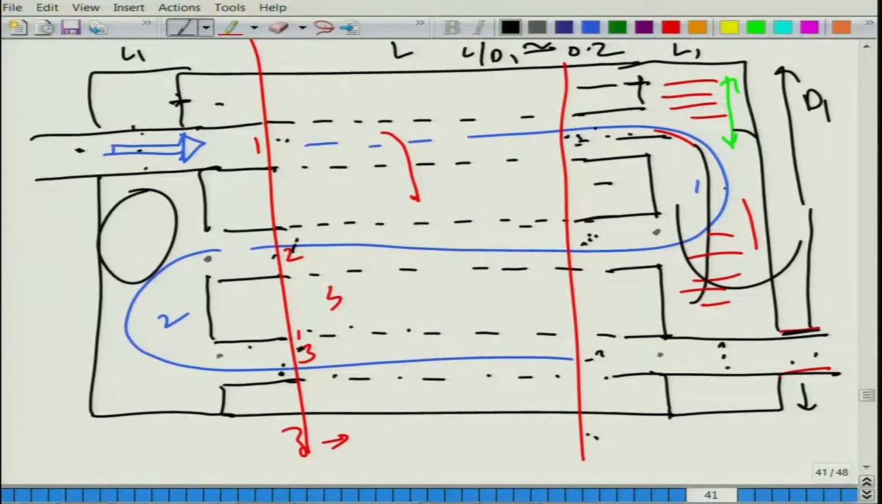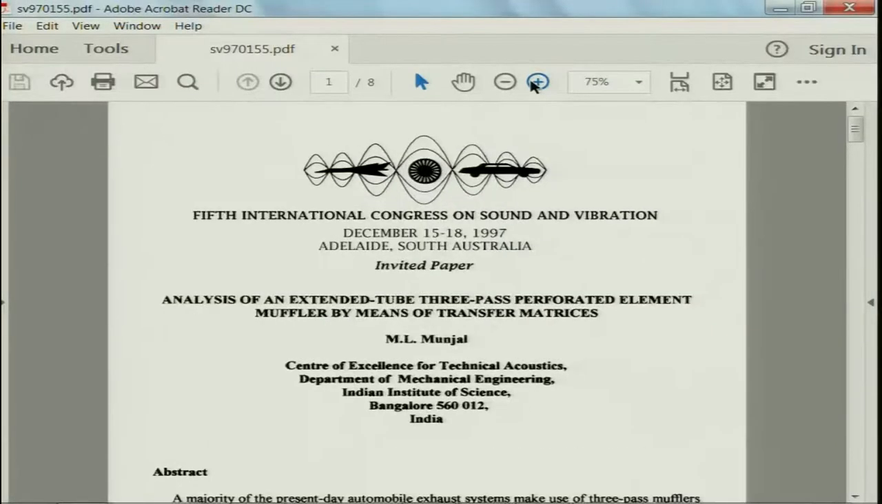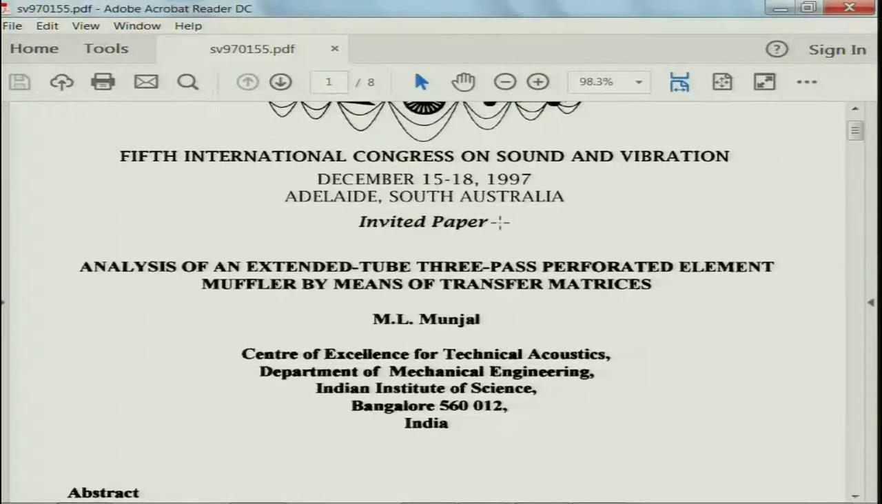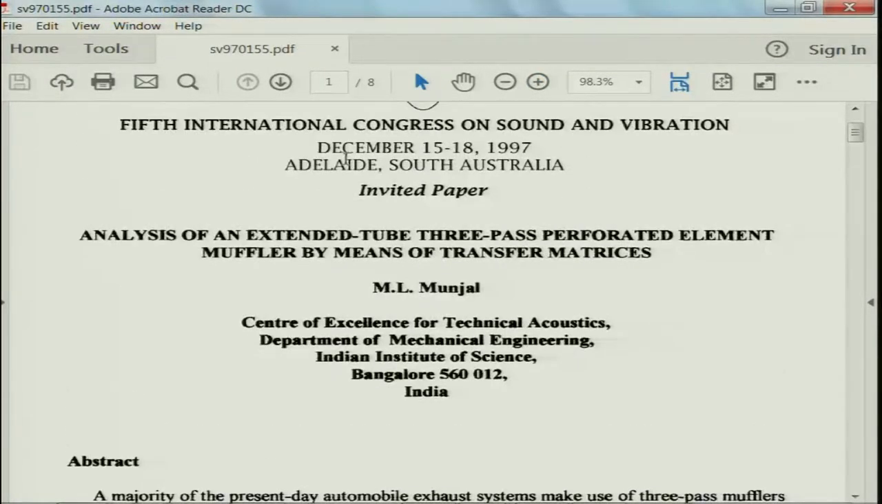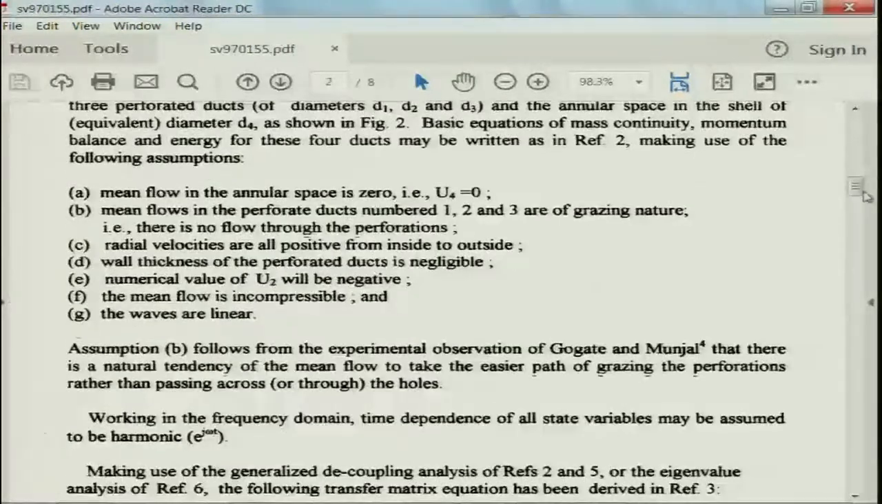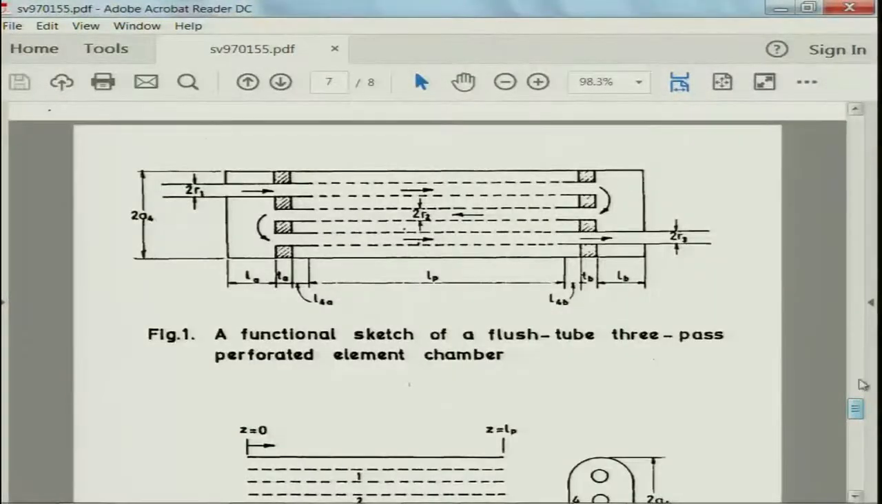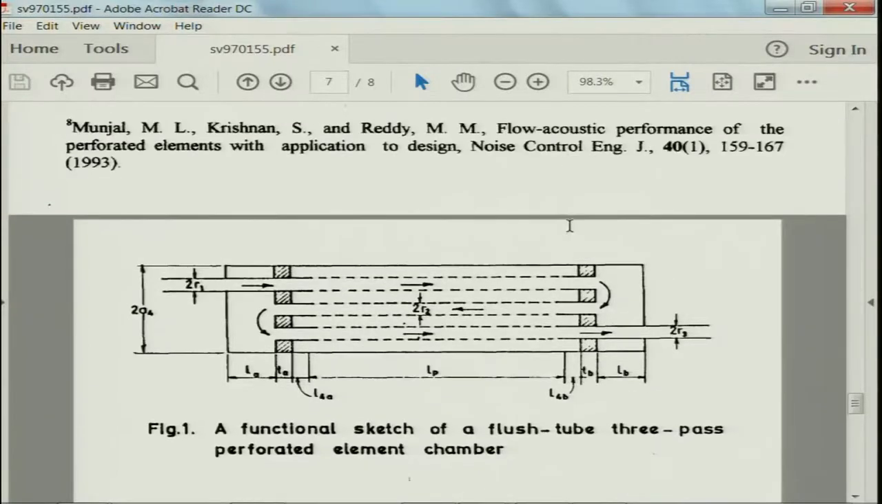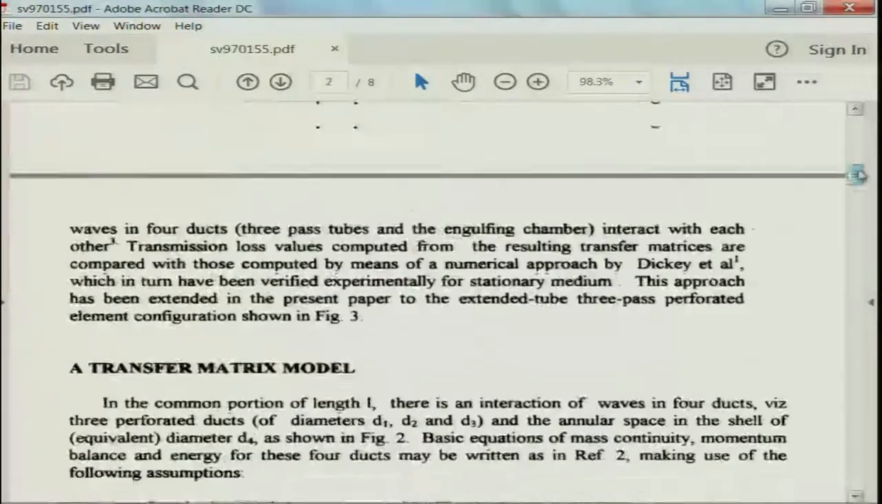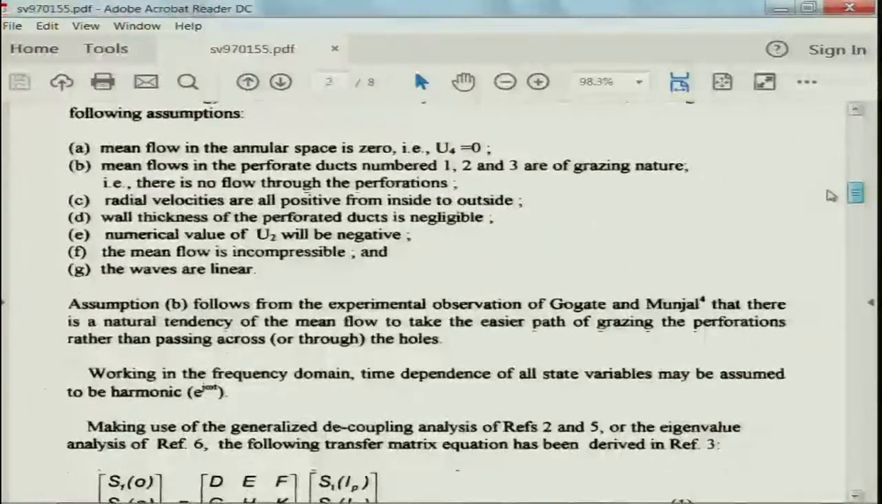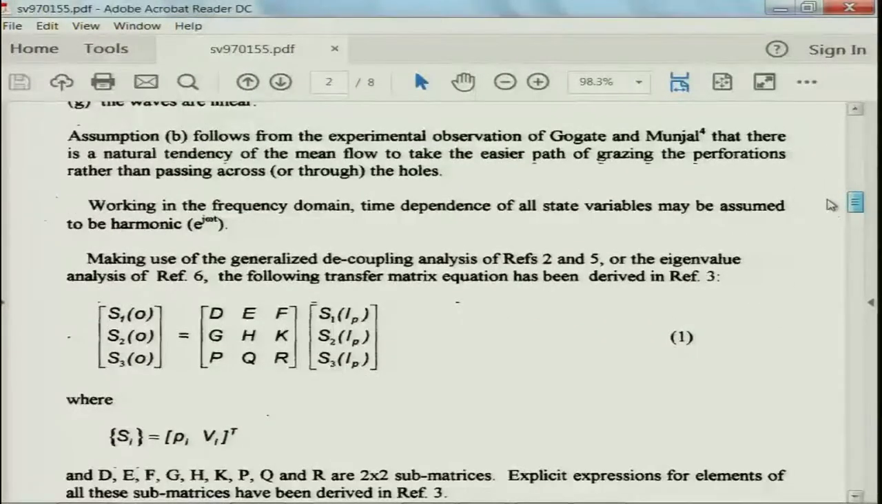So I would like to go to a paper. This was an analysis of an extended tube 3-pass perforated element muffler by means of transfer matrices. The configuration that was analyzed was pretty much what I am talking about, except that the thickness of the plates that demarcate or separate the perforated region between the end chambers has been considered while computing the transfer matrices. Now this is a multiple interaction duct, so I am just going to rely on this paper, and a subsequent journal article was also published, which makes use of the generalized decoupling approach.